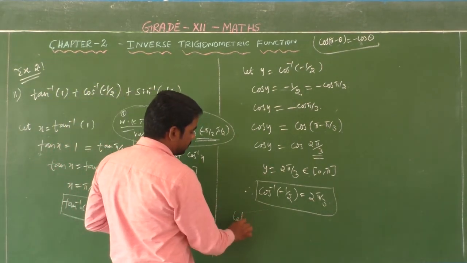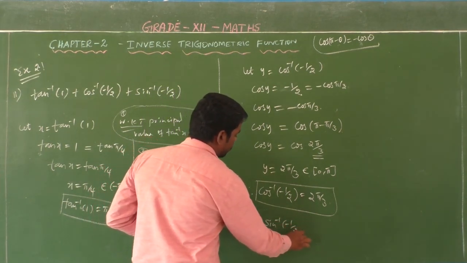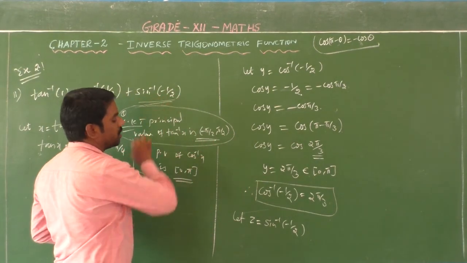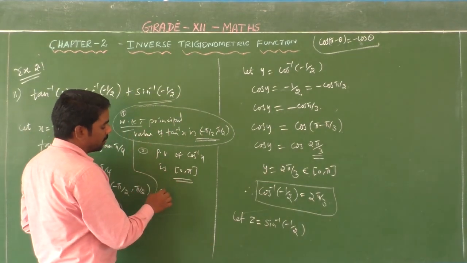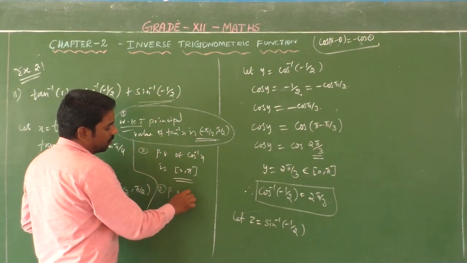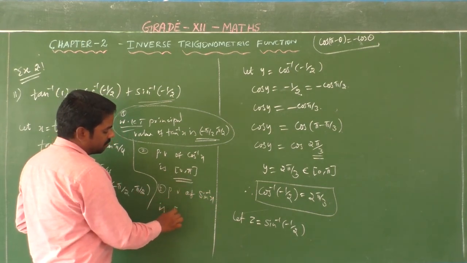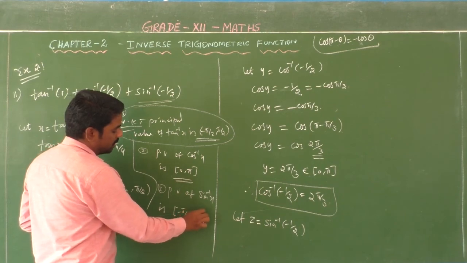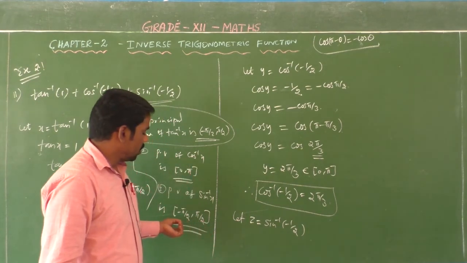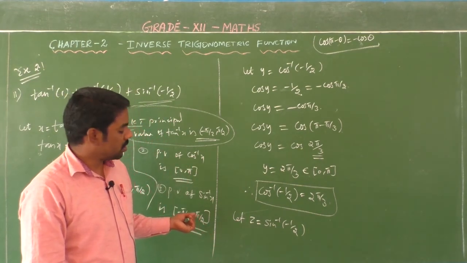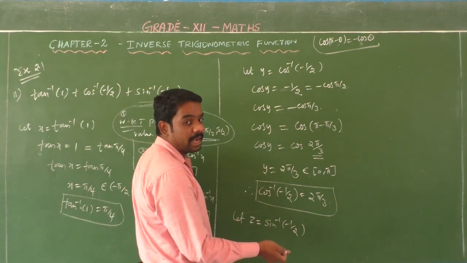Similarly, let z equal to sine inverse of minus 1 by 2. So we know that the principal value of sine inverse x has the interval minus pi by 2 comma plus pi by 2. Right. Next, z equal to sine inverse of minus 1 by 2.